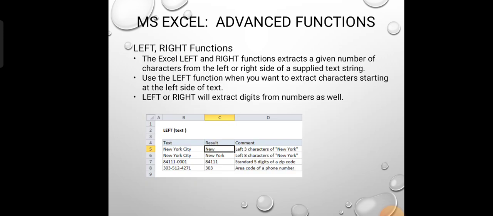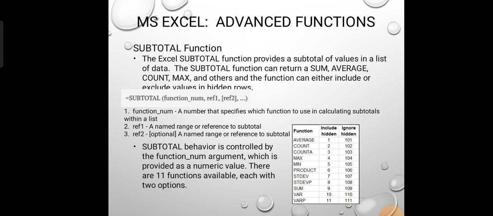Then VLOOKUP gets the value from the table. We have used these advanced functions. Then the LEFT and RIGHT functions. You know that the LEFT and RIGHT functions work on column arrangements and supplied text strings. Use the LEFT function when you want to extract characters from the start. Then with LEFT or RIGHT we can extract digits from numbers as well.